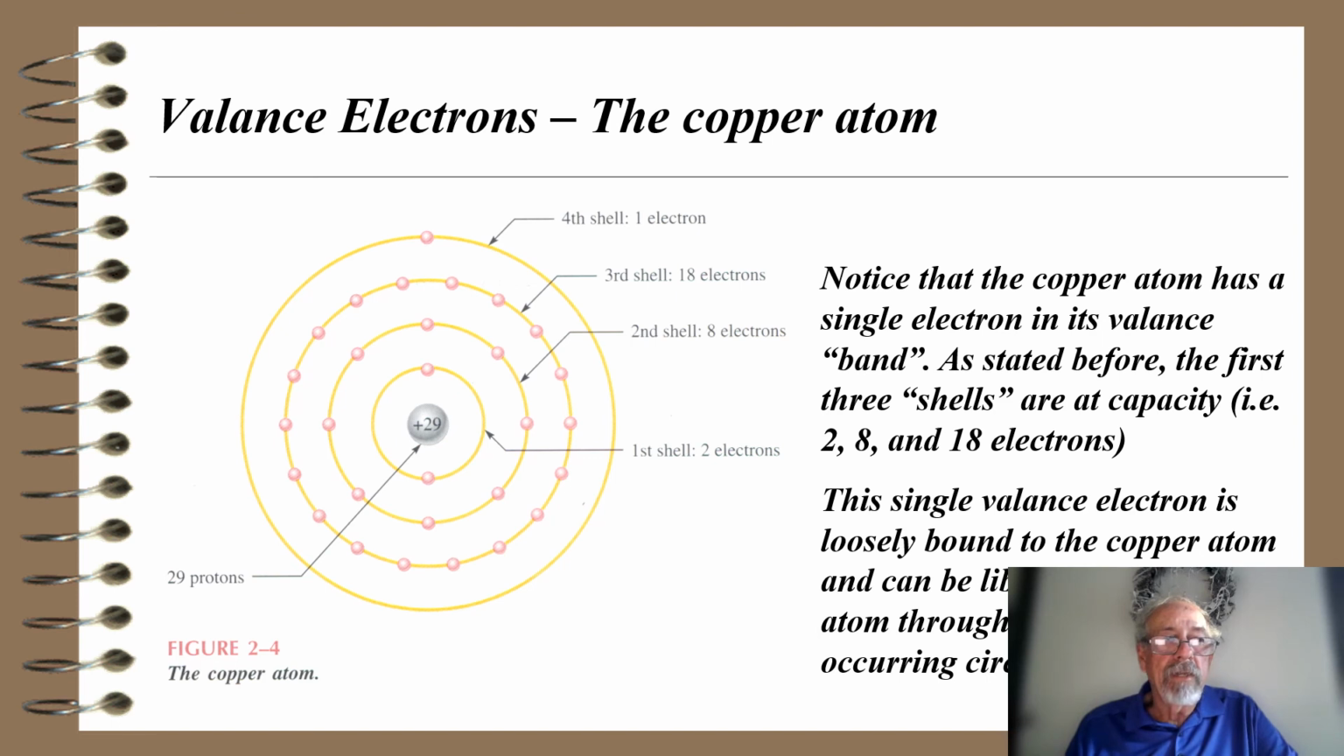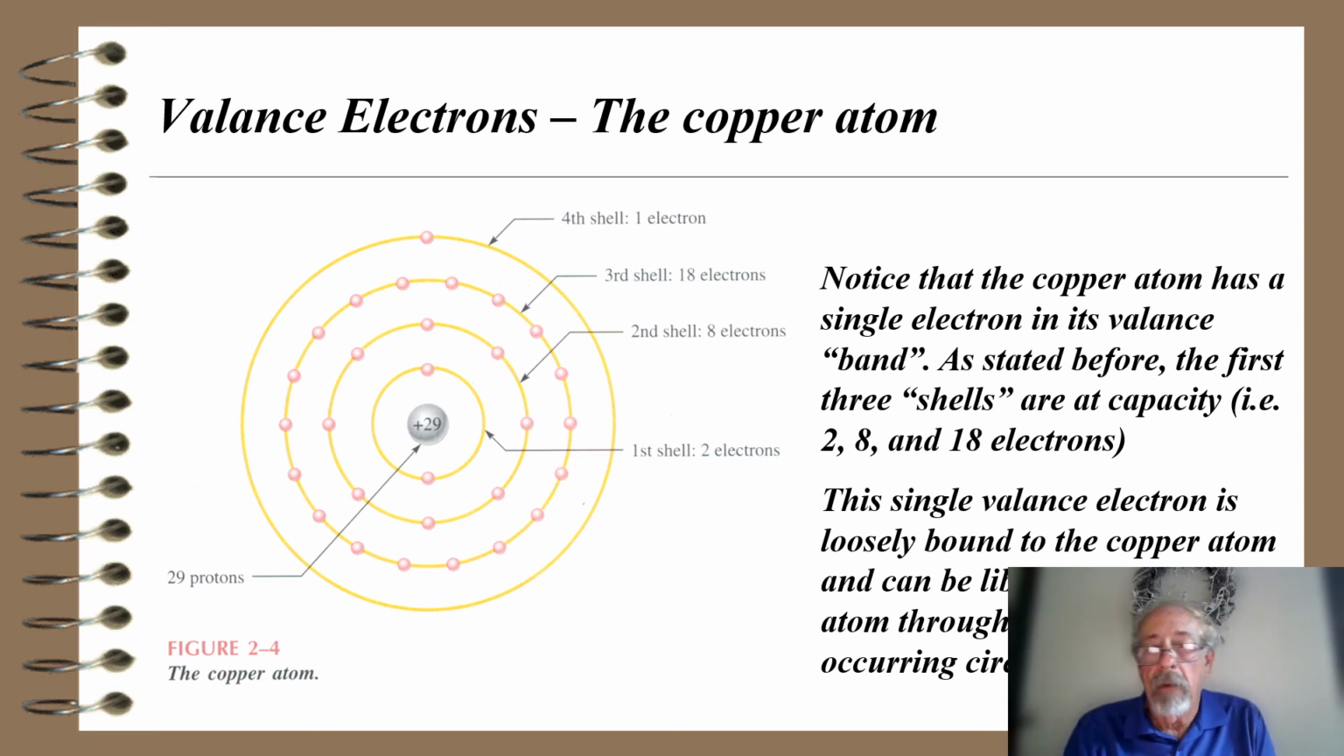So in this slide, we see a picture of the copper atom. Notice it has 29 protons in its nucleus in the center. It has atomic number 29, you might recall. And then the first shell has 2 electrons, the second shell 8 electrons, the third shell 18 electrons. That adds up to 28. 2 plus 8 plus 18 is 28. So in the fourth shell, since it has 29 protons in the nucleus, it has a single electron.